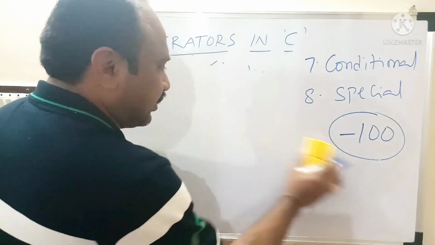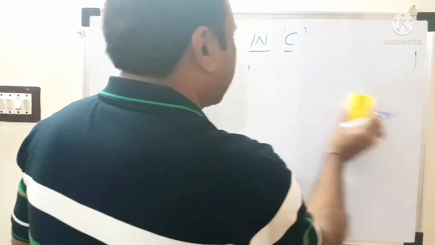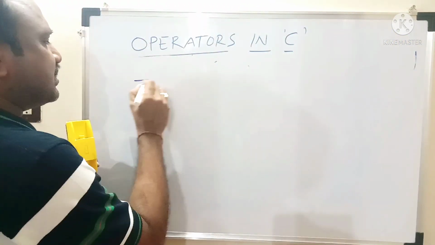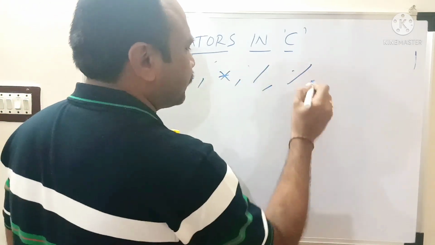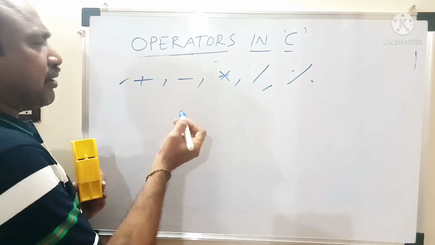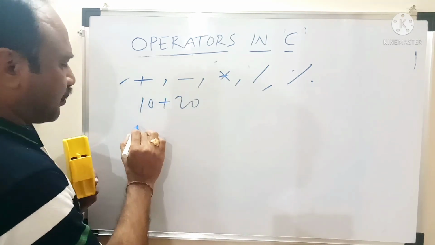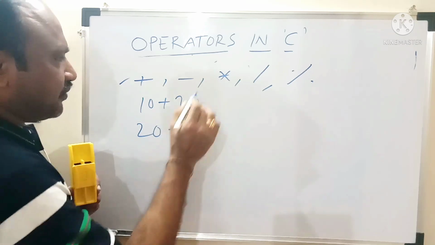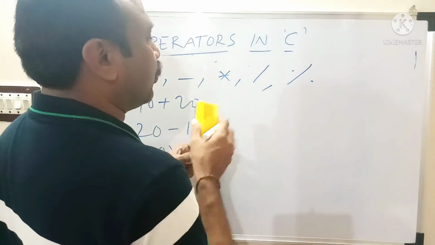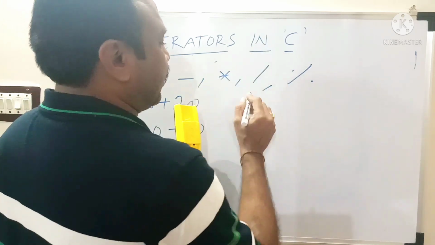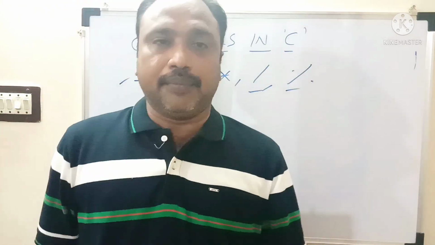Okay, these are the different types of operators. First, we will talk about arithmetic operators. What are arithmetic operators? Plus, minus, star, divide by, and mod. As you know that plus will perform addition, 10 plus 20. Minus will perform subtraction, 20 minus 10. Star, 20 star 10. But you will get one doubt. What is the purpose of divide by and mod? Both will do division only.